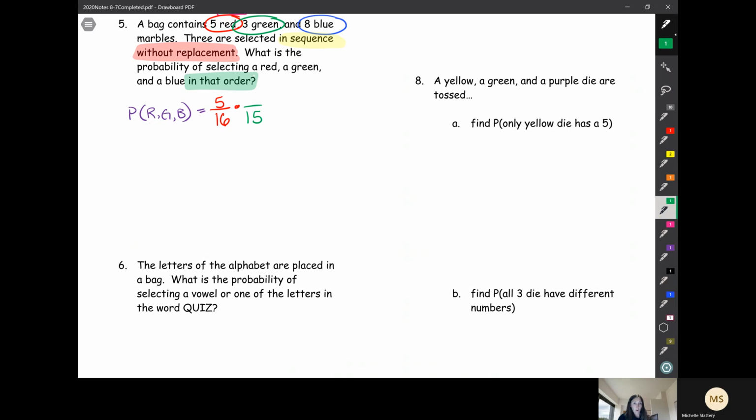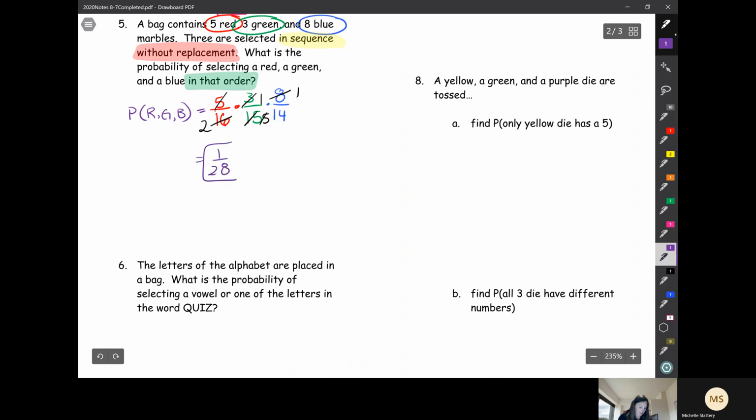Well, now I've taken out 1 red. So now I'm going to pick out a green. Well, how many green are in the bag? I know that there's 3 still green in the bag because I picked out a red already. Times, now I'm going to reach in. Again, I didn't put that 1 back, so I only have 14 total marbles in the bag. And how many blue are in there? There's 8. And you can go ahead and do some simplifying and reducing. So I could reduce the 8 and the 16 into a 1 and a 2, the 3 over 15 and 1 over 5, and so on, the 5 and the 5. And then I end up with my answer of 1 over 28.